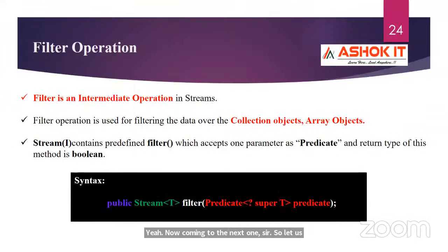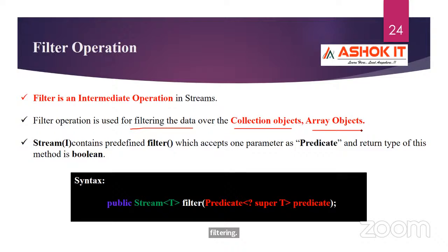So let us try to understand some stream operations, sir. First, the filter operation. Filter is an intermediate operation in streams, which is used for filtering the data over collection objects and arrays of objects, sir. What do you mean by filter, sir? When you are searching for something on the Flipkart website, on the left-hand side you filter the products based on company name and price range, right? In layman's terminology, where have you seen filters in applications?